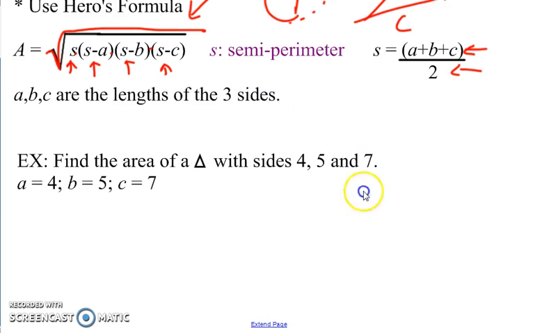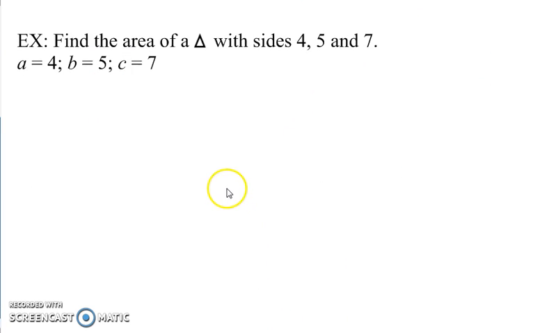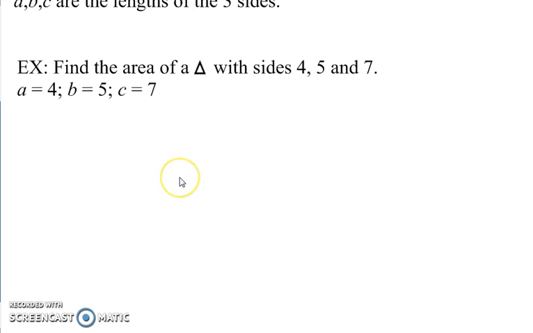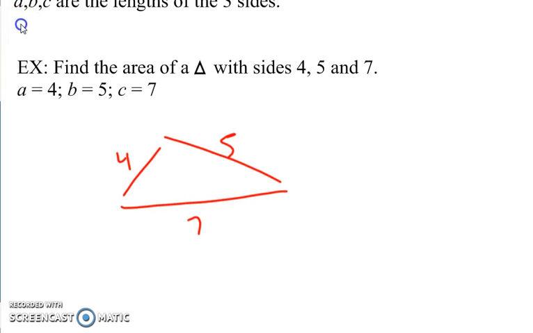So for example, here's a triangle, and the sides are 4, 5, and 7 apparently. Find the area of this triangle. So don't use trigonometry here, because I don't know how big the angles are. I just have the sides are 4, 5, and 7. This is definitely not a right triangle here. I don't remember a 4, 5, 7 triple. So thus, figure out the semi-perimeter first. So add up all those sides together and cut that in half. 4 plus 5 is 9, plus another 7, 16. 16 cut in half. Semi-perimeter here is 8.